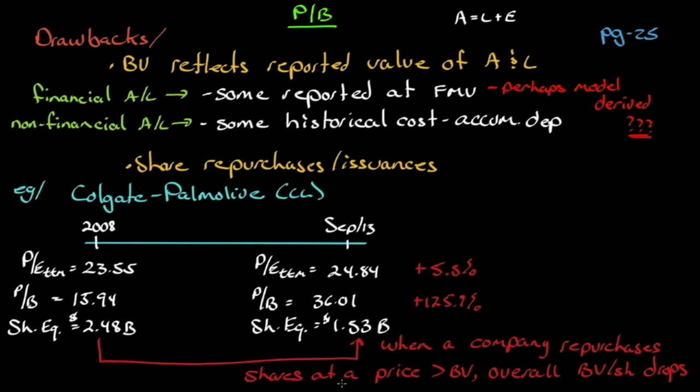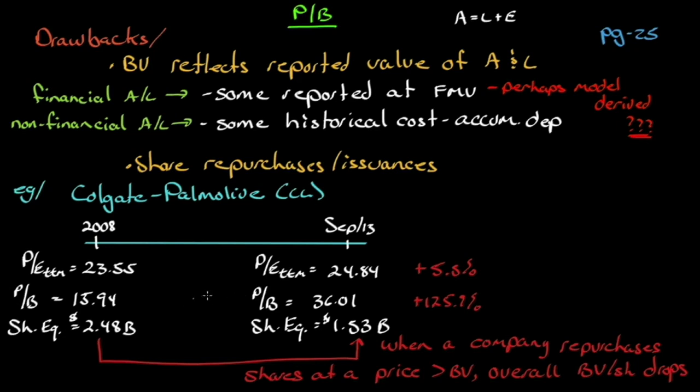When a company repurchases shares at a price greater than book value, which it will, and if you look at any company's book value, it's not really anywhere near what the share price is, overall book value per share drops. If a company's price equaled its book value, price to book would equal 1. If book value were half of the price, price to book would equal 2. So you can really see what price to book is in these relationships between Colgate-Palmolive in 2008 and 2013.